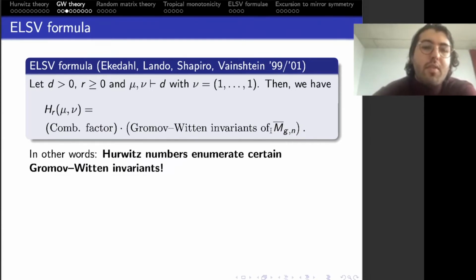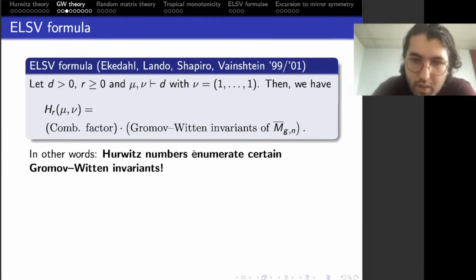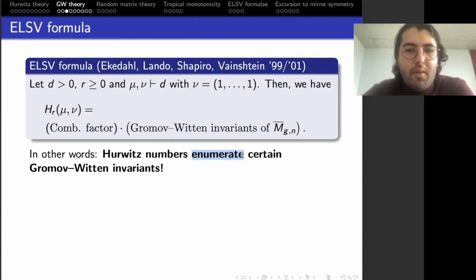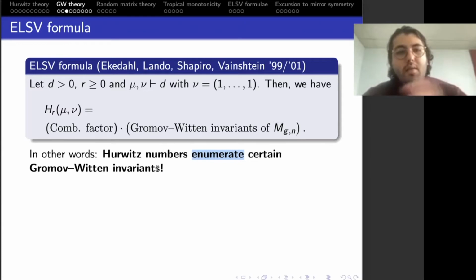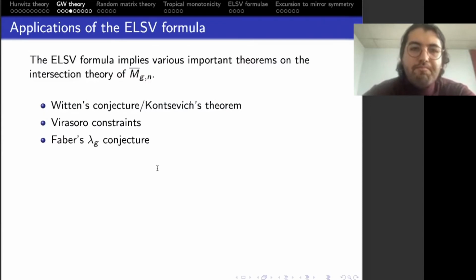And essentially what this theorem says is Hurwitz numbers compute certain Gromov-Witten invariants. And this was a very big statement at the time, because at the time one actually didn't know how to compute these Gromov-Witten invariants. And what Ekedahl, Lando, Shapiro, and Vainshtein essentially proved is that these very complicated objects, these Gromov-Witten invariants, may be computed in terms of factorizations in the symmetric group. And this is one of the most powerful results in modern enumerative algebraic geometry.